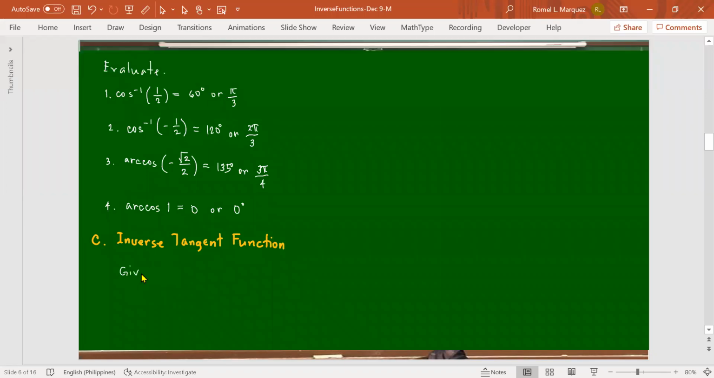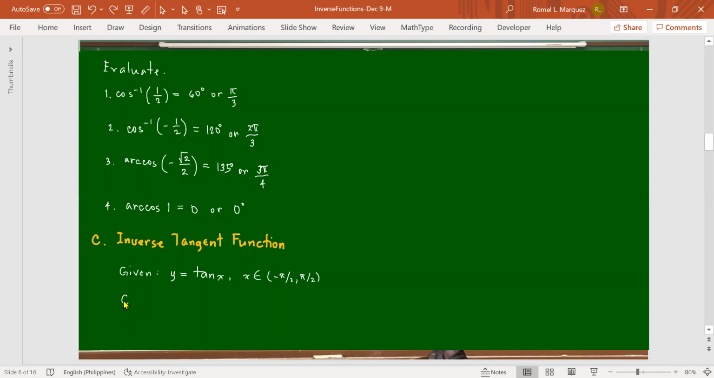So given this trigonometric function y equals tangent x. Again, this is not one-to-one, but restricting x between negative pi over 2 to pi over 2, it is now a one-to-one function. You can have other intervals to be one-to-one, but this is the agreed or the conventional one, so that everybody will have the same angle when you take the inverse.